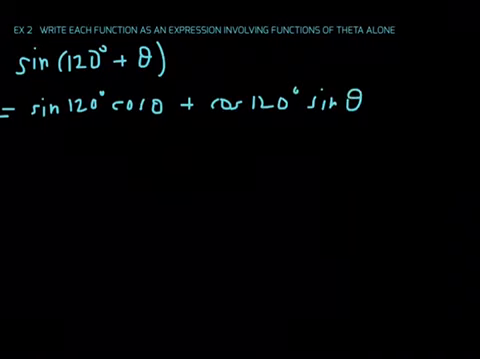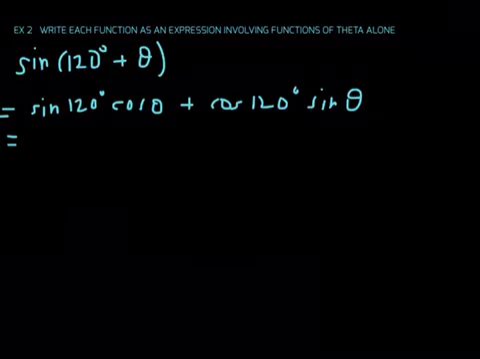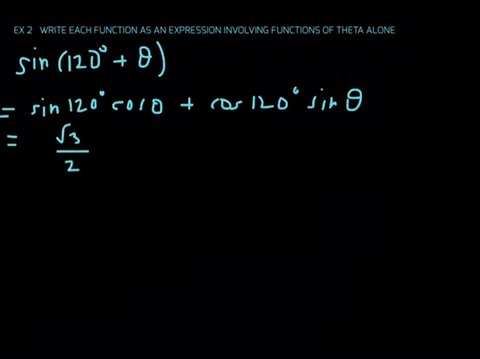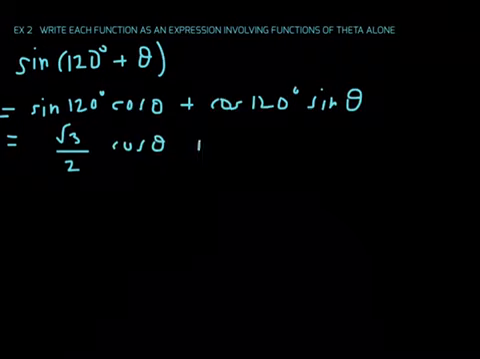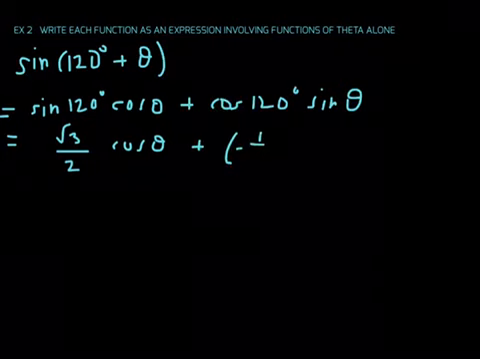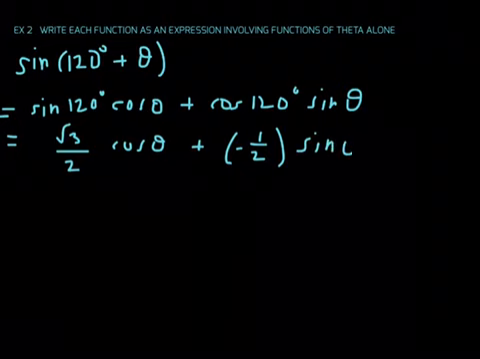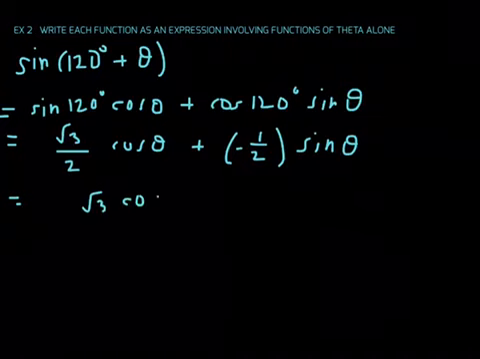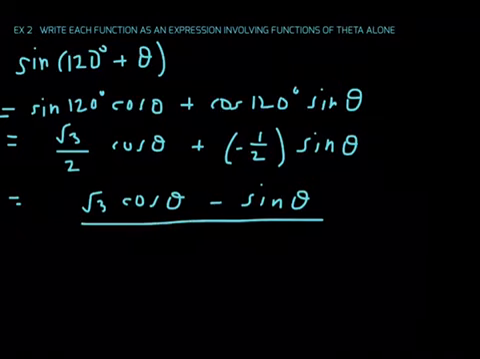Okay, and then we can simplify. Sine of 120 degrees, if you prefer radians, that's fine. Sine of 120 degrees is the same thing as sine of 2 pi over 3, and that is going to be positive root 3 over 2 times cosine theta plus cosine of 120 degrees is going to be negative 1/2 times sine of theta. Okay, so then you're going to get, let's see, root 3 cosine theta minus sine theta, and everything is over 2.